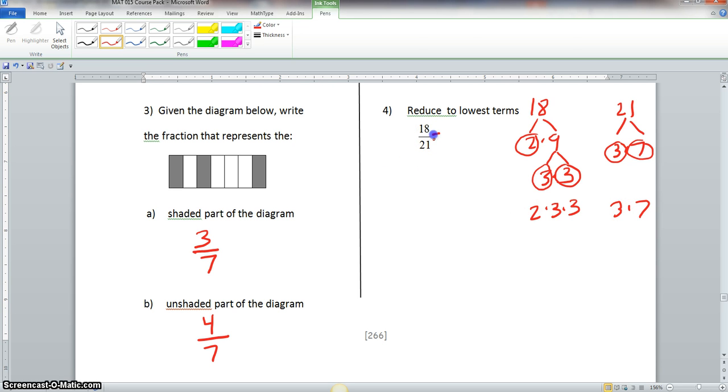Now, what we're going to do is do our fraction. 18 will be replaced with its prime factorization, which is 2 times 3 times 3. 21 will be replaced with its prime factorization, which would be 3 times 7. These 3's will simplify out, and you will be left with 6 over 7.